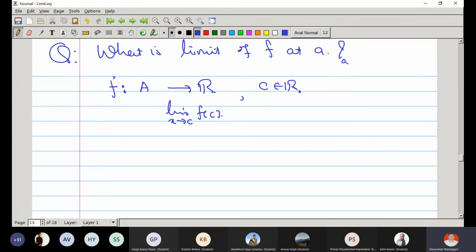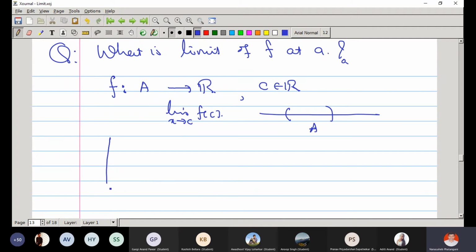Right, when I say C is a real number, what does it mean? C is a cluster point of the domain of the function. We will be assuming that C is a cluster point of domain A. C may be a member of the set, may not be a member of the set. When I say C is a real number, it means it may be inside A or may not be. That is not an issue. What is the important point? It is whether it is a cluster point. That is the important issue.